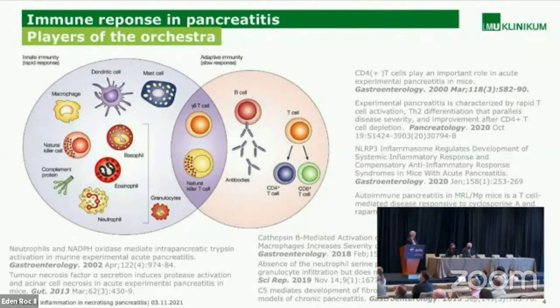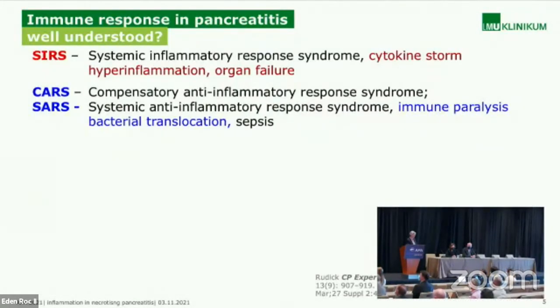And I don't think that we have already targeted all compartments, which even in acute pancreatitis are really important for characterizing the disease. So you have innate immunity and you have adaptive immunity. And that is a little bit too preliminary to talk more about right now. So when we think about the immune response, then we are following a scheme. And that is that of the systemic inflammatory response syndrome and the cytokine storm, hyperinflammation, organ failure. And on the other side, we coined the term CARS or SARS, and that is a compensatory anti-inflammatory response syndrome or a systemic anti-inflammatory response syndrome. So that is immune paralysis, bacterial translocation, and sepsis.